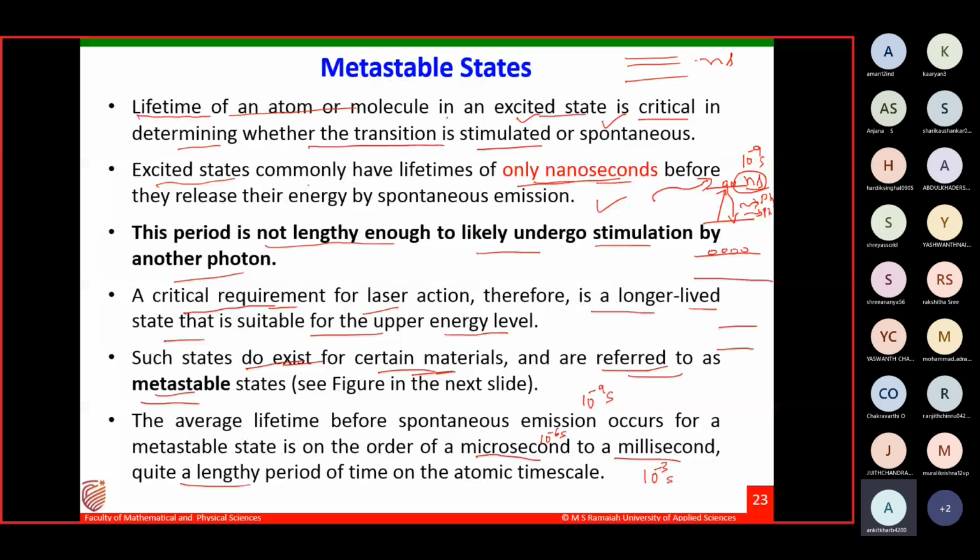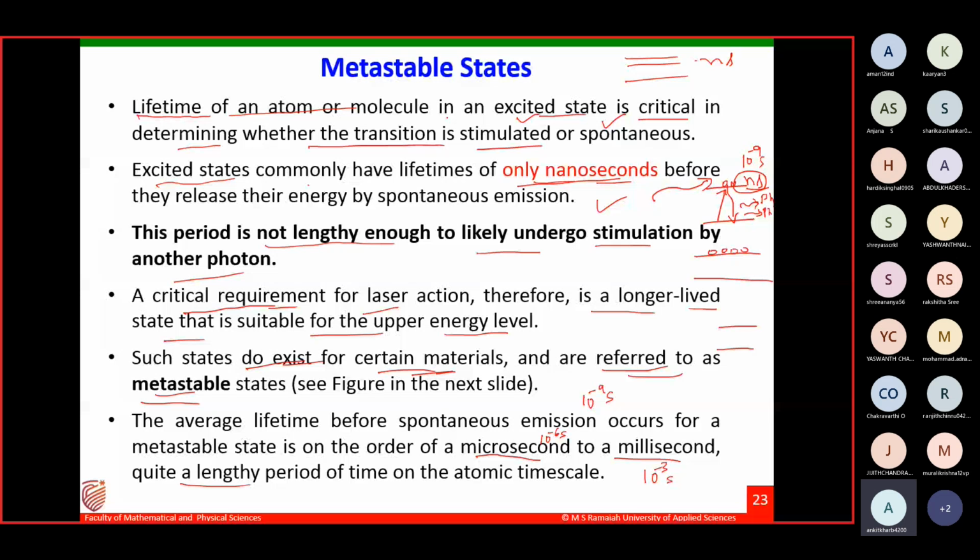Millisecond, it is 0.001 second. Microsecond, that means 0.000001 second. Which one is bigger? Which one is the bigger number, I say?